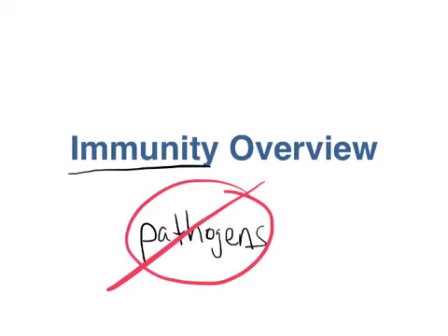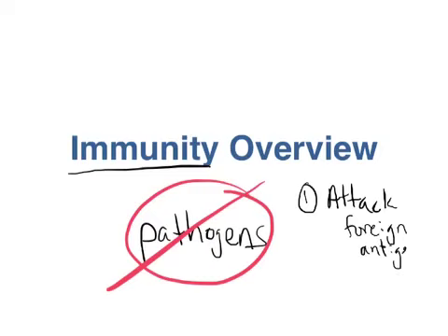Now, the immune system has two major functions. The first one you're all probably already pretty familiar with, and that main purpose is to attack foreign antigens. Now, an antigen is basically anything that your immune system can recognize. And what I mean by foreign antigen is an antigen that is not normally found in your body. So it's foreign. That's a very important function of the immune system.